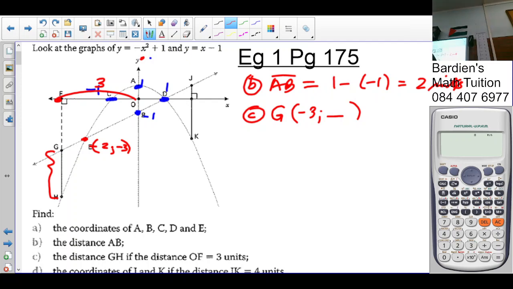Then you do the same for H. What's the x value of H? Negative 3, and some y value. How do I get the y value? By substituting negative 3 into the equation of the parabola, right? Because H is now lying on the parabola. So do that for me quickly, and then you'll be able to read the distance off from me. And I'll show you how to do the other method now as well.